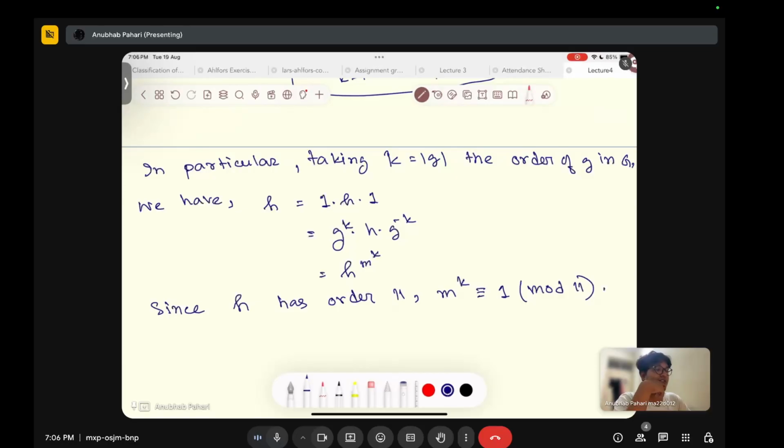Can you tell me why this is happening? Because see that from here, g^k h g^(-k) with k equal to the order of g is e. So this implies that the order of h should divide this, which implies that 11 divides m to the power k minus 1, right?